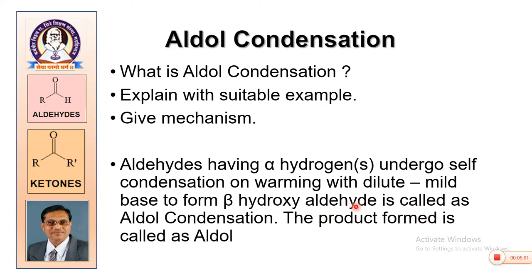The beta hydroxyaldehyde which is formed is called aldol. The product is called aldol. This aldol can be subsequently treated or processed for getting different products. So, once again see the definition. Aldehydes having alpha hydrogens undergo self condensation on warming with dilute mild base to form beta hydroxyaldehyde, is called aldol condensation. So, several questions can be raised in this reference by considering the definition.